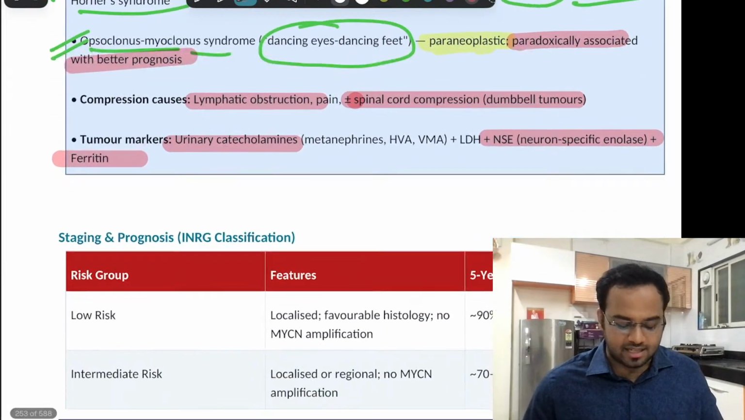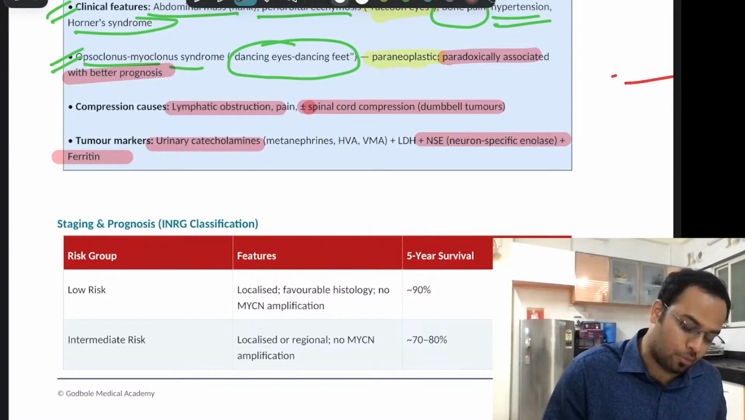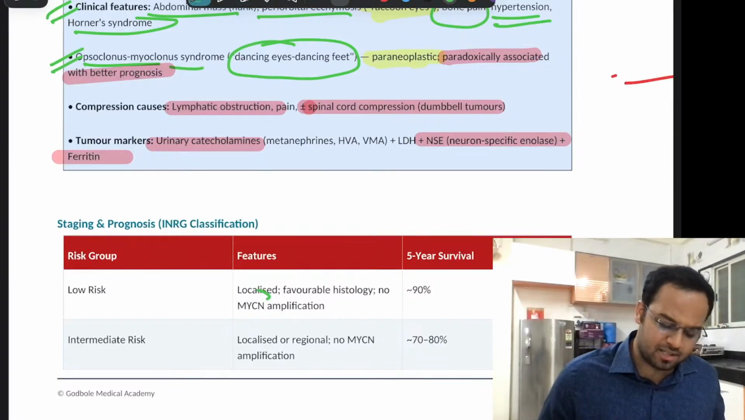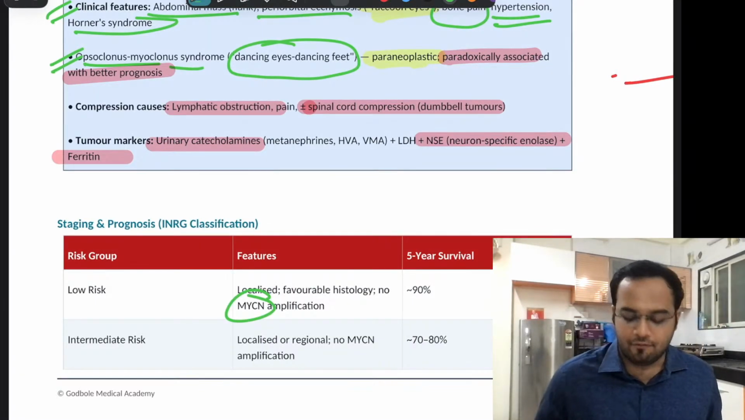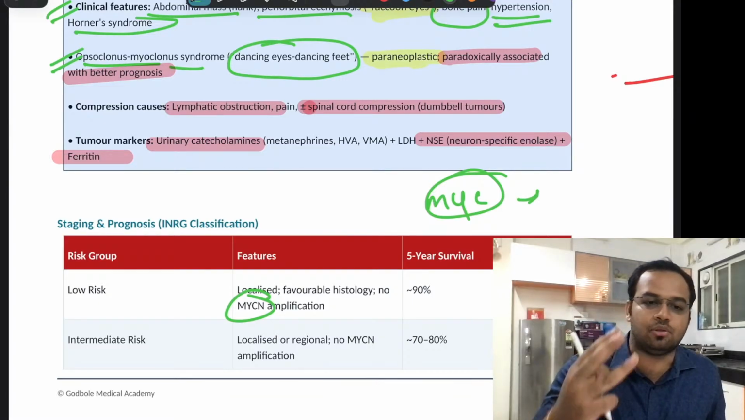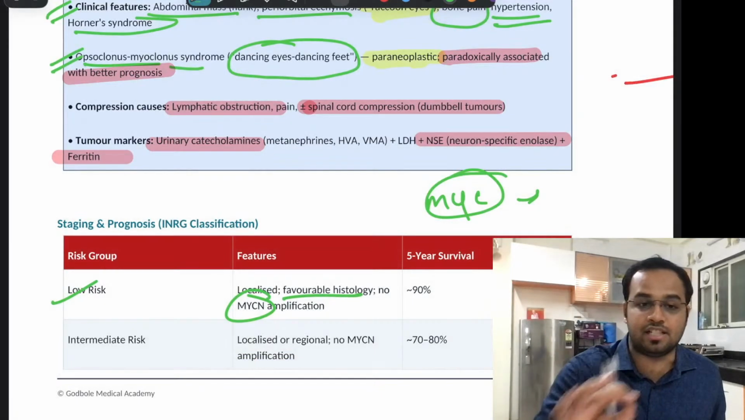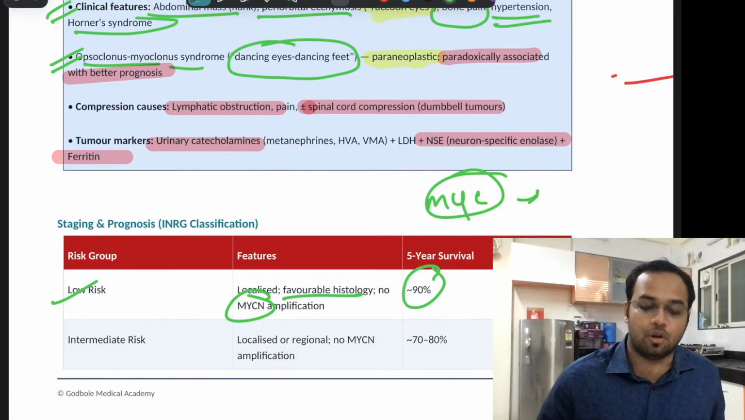What is going to be the staging and prognosis? So there are going to be 3 age groups. Sir, age group कैसे divide करोगे? Based on the MYC gene mutation. So MYC नाम का जो जीन रहता है, MYC gene mutation के basis पे we are going to divide the stages into 3 parts: low risk, intermediate risk, high risk. So low risk is when there is going to be a favorable histology and no gene amplification, so it is going to be a good prognosis.